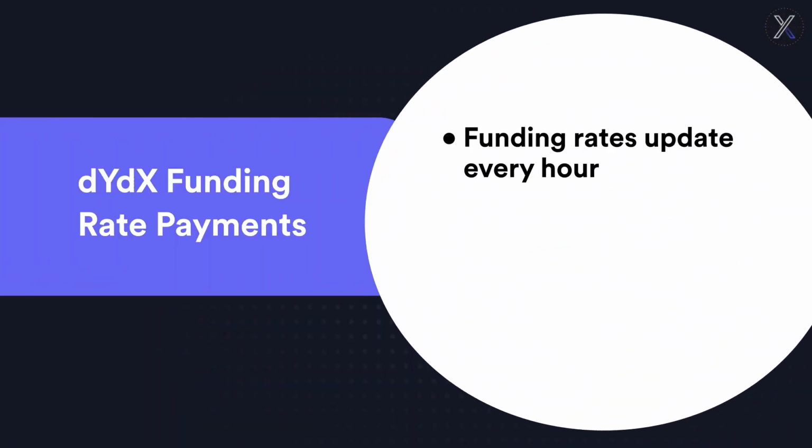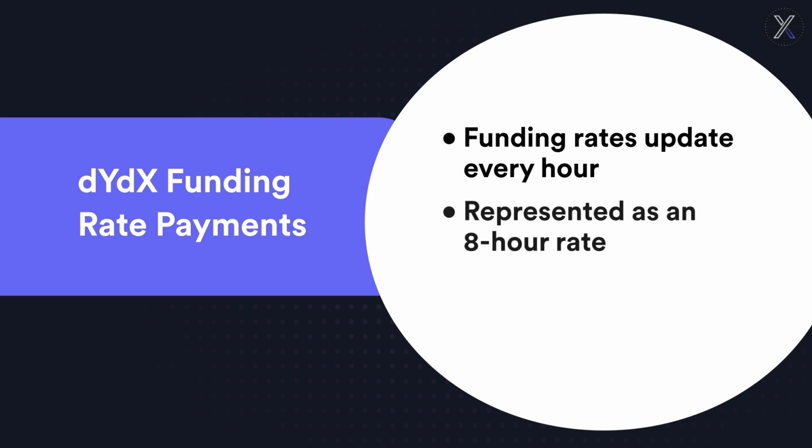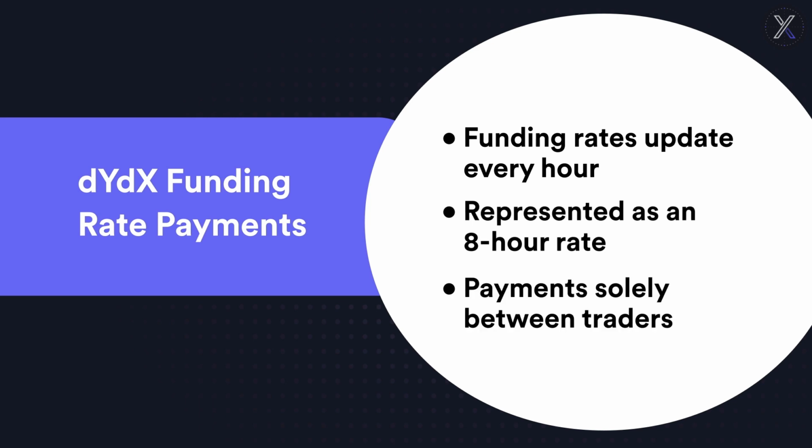The frequency of funding rate payments and fees differ depending on the exchange platform. On dYdX, funding rates are updated every hour, but is represented as an 8-hour rate, indicating the amount of funding accounts may expect to pay or receive over an 8-hour period. These payments are exchanged solely between traders and are neither paid nor received by the exchange.